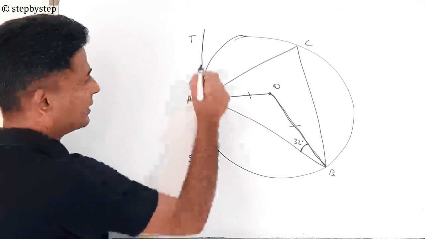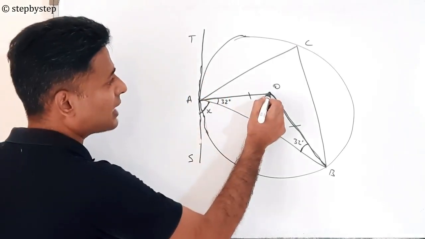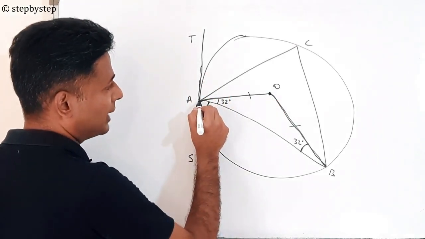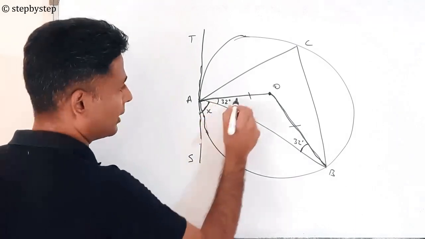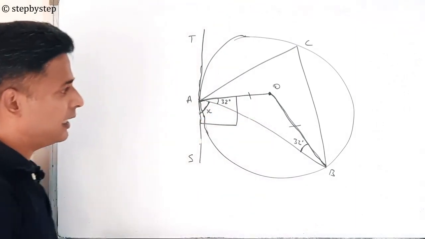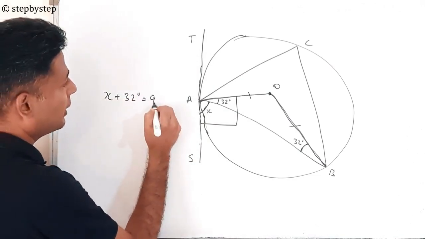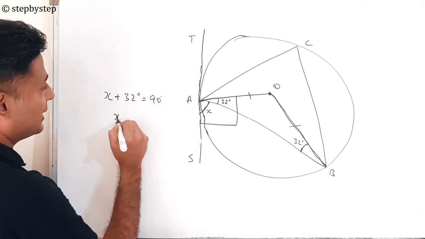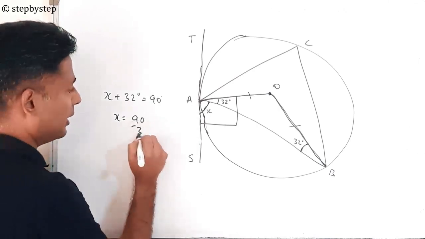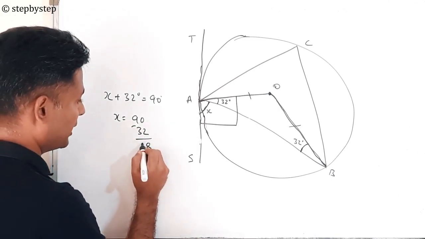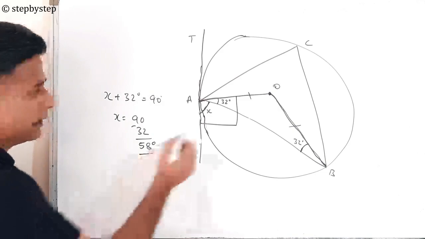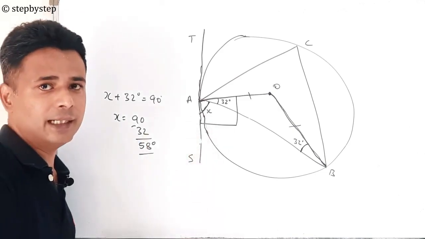Now if you notice, this is the tangent and this is the line from center to tangent, which means this whole angle will be 90 degrees. So what do we have? X plus 32 degrees will be 90 degrees. So X equal to 90 minus 32, which is 10 minus 2, 8, 8 minus 3, 58 degrees. So the value of X is 58 degrees.